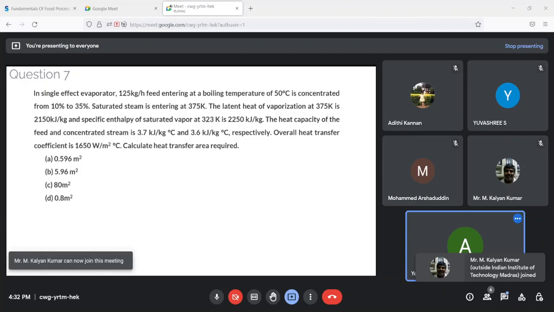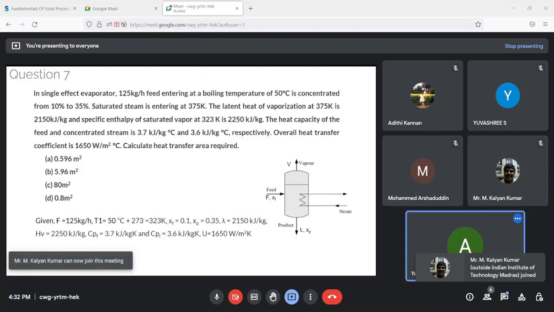So any idea on how to proceed with this? Generally, when you have all the inlet steam flow rates and the temperatures given, you will resort to the mass balance that we did in the previous questions. And in addition to that, since we have all the enthalpies also given, we'll do an energy balance as well. So considering this as the evaporator, you have F equal to 125 kg per hour, which is the inlet mass flow rate of the feed. We have T1 given as 50 degrees Celsius. When converted into Kelvin, this is 323 Kelvin.